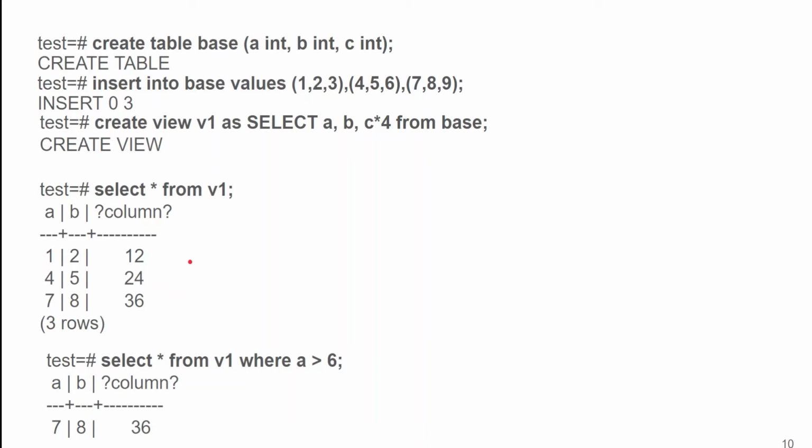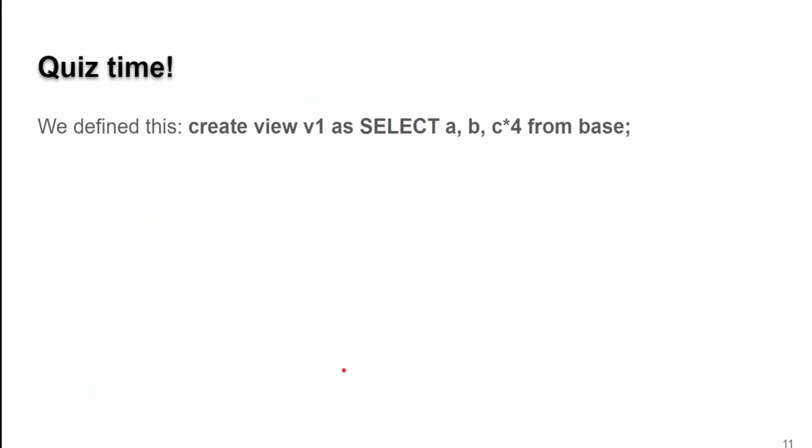And as I mentioned earlier, we can use this view like a table. So if we want to look for values where A is equal to 4 or A is greater than 6, we can call this out and use it as a table.